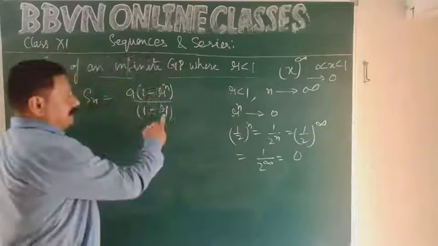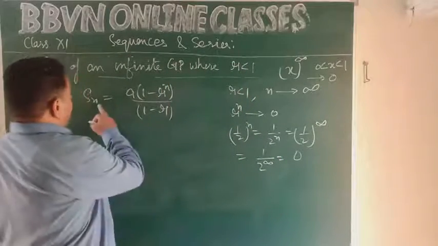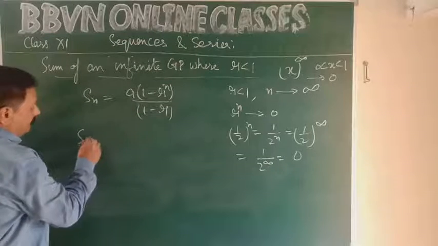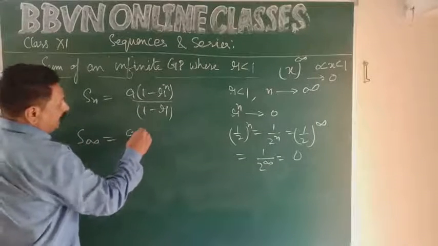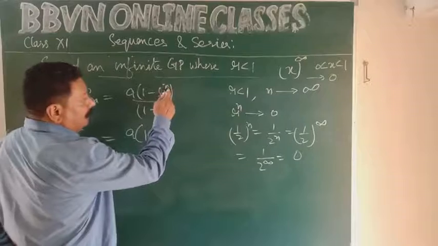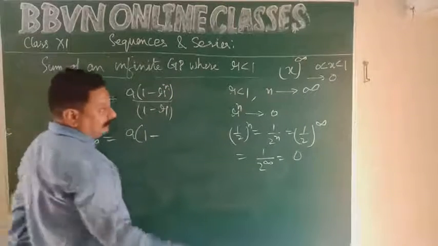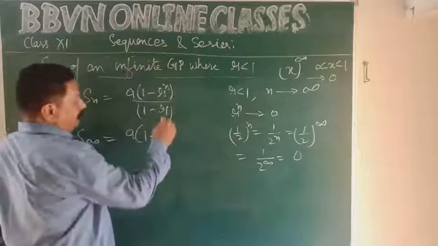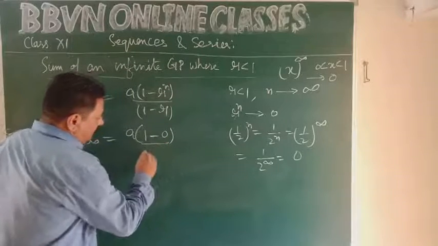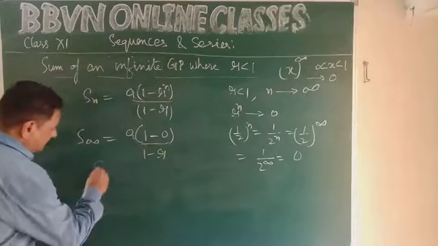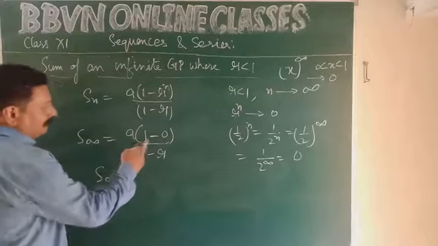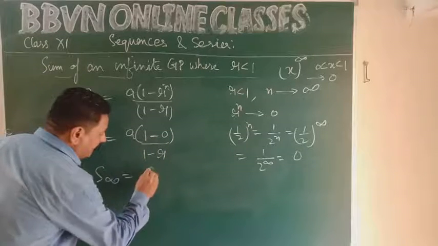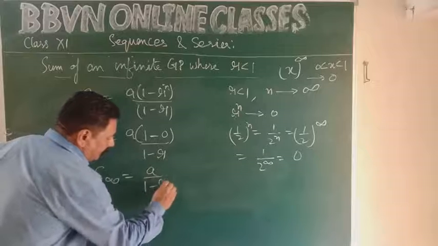So here r is less than 1 and n tends to infinity. So the sum of infinite terms is equal to a into 1 minus r power n, where n becomes infinity. When n becomes infinity, r power infinity will be 0, upon 1 minus r. So the sum of infinite terms: 1 minus 0 is 1, 1 into a is a upon 1 minus r.